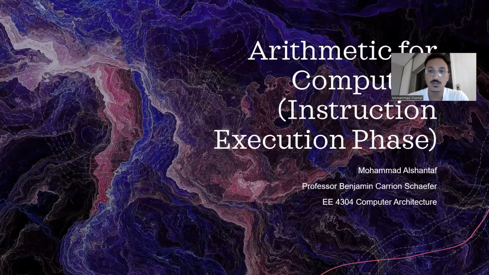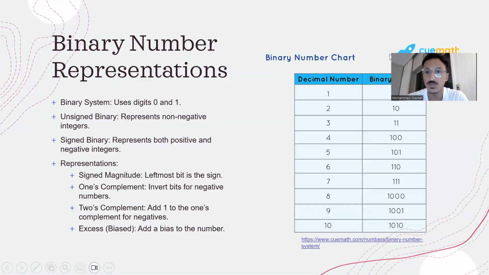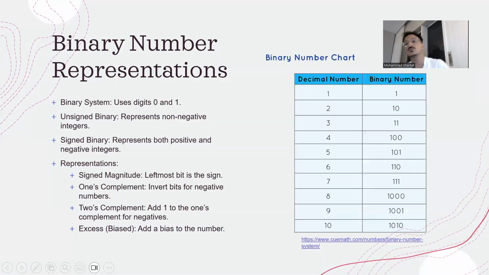Okay. Number 1 over here, we'll be discussing binary numbers and their representations. The binary system uses digits 0 and 1, and there are unsigned binaries, which are non-negative integers, and also signed binaries, which are both positive and negative integers. The representations are signed magnitude, one's complement, two's complement, and excess. One's complement and two's complement are also used when converting from hexadecimal, binary, or even decimal to one of the others. Over here on the side, we can see a binary number chart showing the numbers 1 through 10 and their binary numbers.